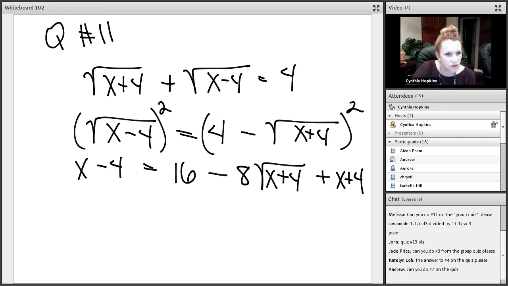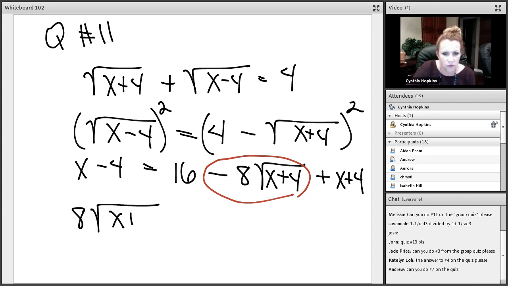Okay, so this is very similar to a problem we did earlier where I said that, look at this, we still have a radical. So we're going to isolate that. I think I'll bring it over to the left-hand side. It becomes positive 8, the square root of x plus 4. Then on the right-hand side of my equal sign, I want to bring everything else from the left to the right. So if I subtract x, those go away.